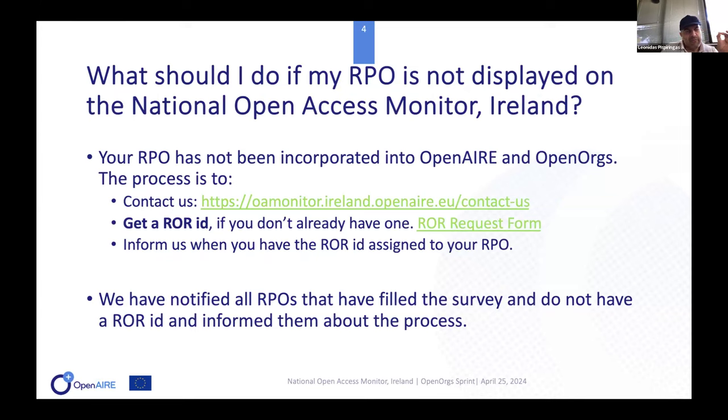And then there is additional information for the organizations, the RPOs, that might not be displayed until now in the National Open Access Monitor. We have identified most of them. The issue is that they are not displayed in OpenAIRE because the organization does not have, or has not stated in the survey to us, a ROR identifier. The ROR identifier is an identifier for research performing organizations. Therefore, when we have such an issue, we advise the RPOs to register to get the ROR ID and then inform us when they have it, in order to incorporate them into OpenOrgs. So that's all from me. I will give the floor to Ivan and Martina.